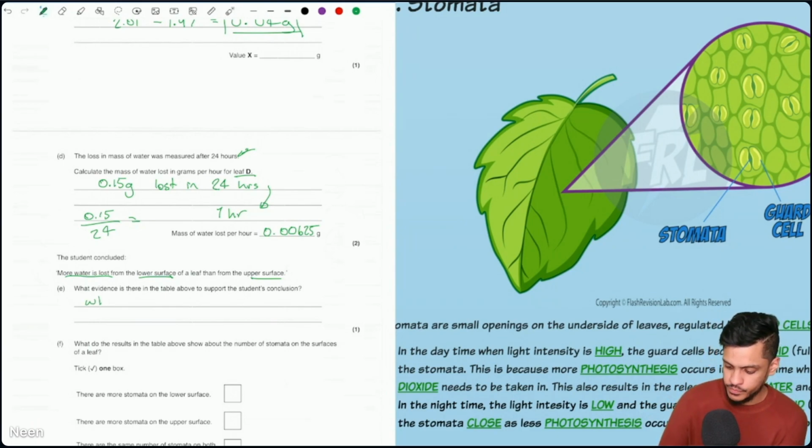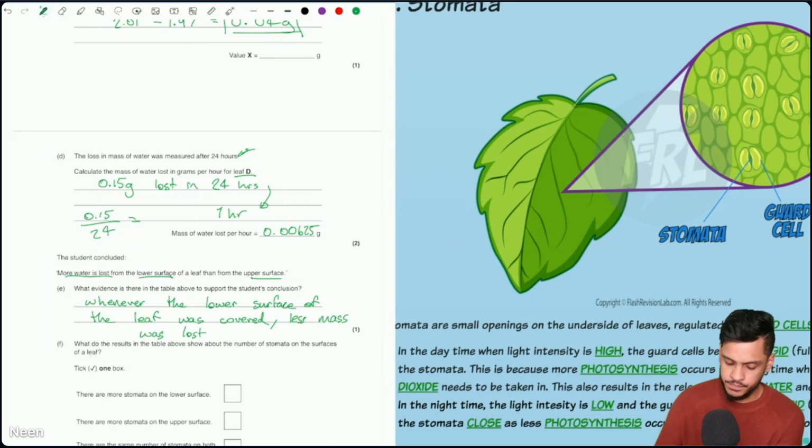So we can say that whenever the lower surface of the leaf was covered, less mass was lost.